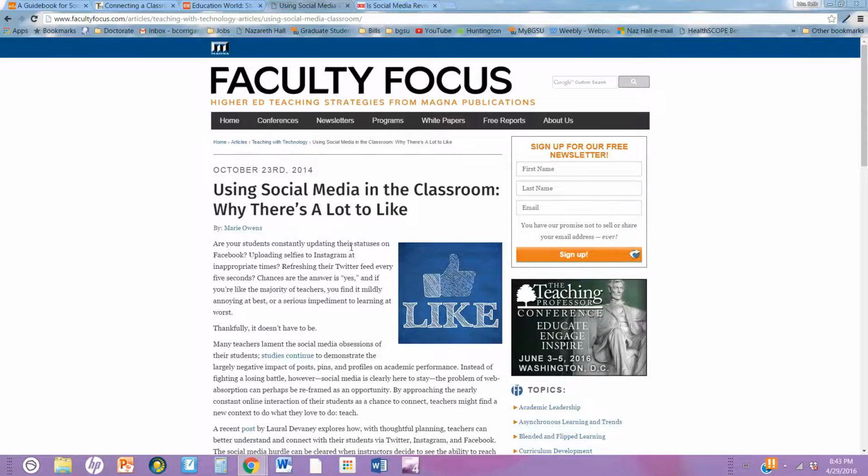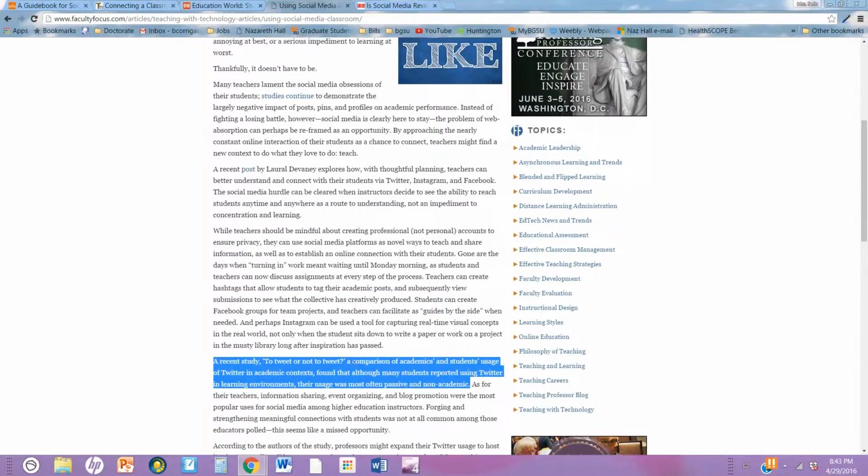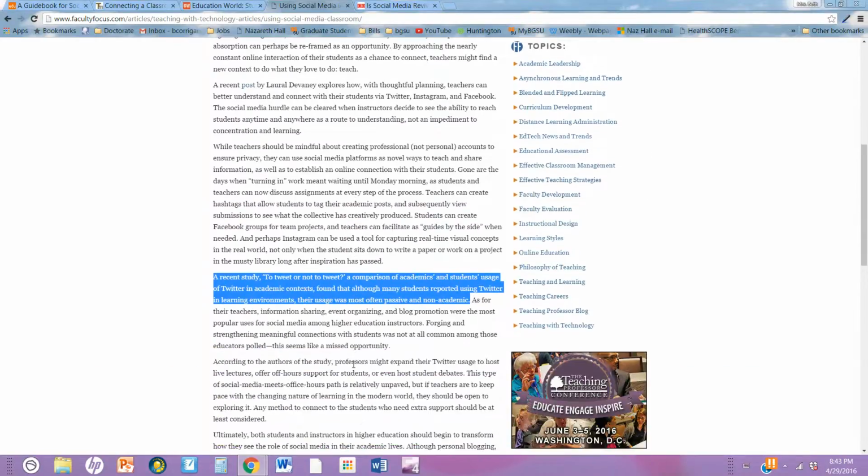And it says using social media in the classroom, why there's a lot of likes. This is basically an overview of studies and talking about using it by professors in colleges. And it says here, I like this quote, a recent study, to tweet or not to tweet, compared academics and student usage of Twitter in academic contexts and found that although many students reported using Twitter in learning environments, their usage was most often passive and non-academic.